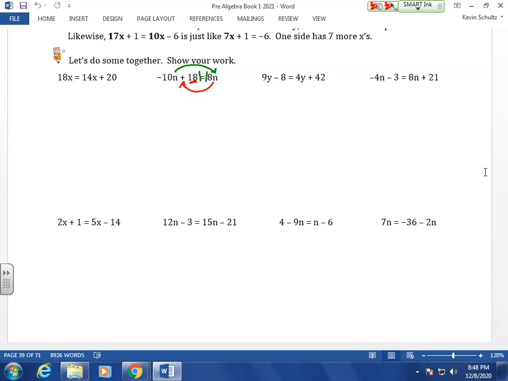So with a little bit of logic and understanding what we're doing here, we see it's going to be more beneficial to us to move our n's over to the right side away from the constant. So that's going to help me get n by itself faster. So what's the opposite of a negative 10n? Opposite operations to move that over. The opposite of a negative 10n is a positive 10n, which I'm going to need to add to both sides here.